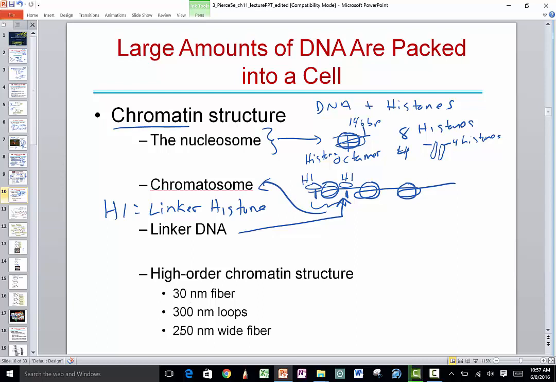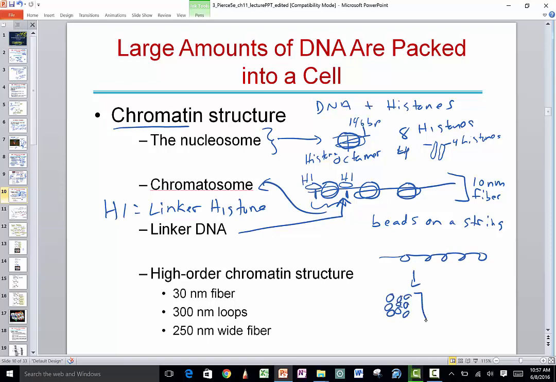And this is called the 10 nanometer fiber, just because it's 10 nanometers in diameter. If you look at it under the electron microscope, it looks like beads on a string, so a lot of times we call that the beads on a string structure. And then this gets further condensed into a more condensed structure like this, and that's 30 nanometers in diameter, and that's called the 30 nanometer fiber. And then we further condense this into more complex and more condensed structures.